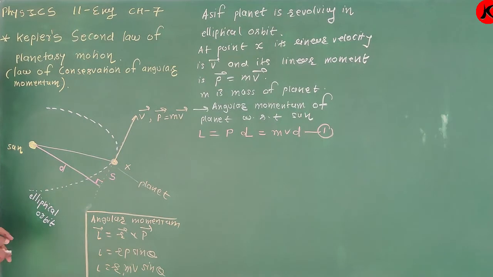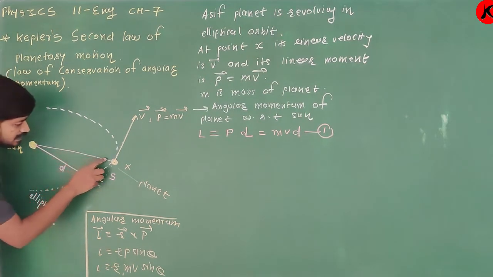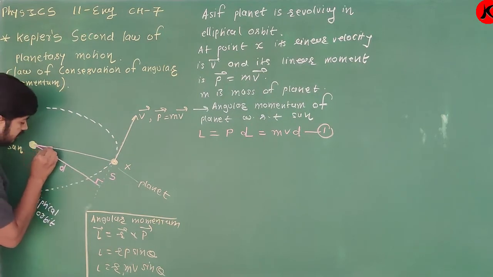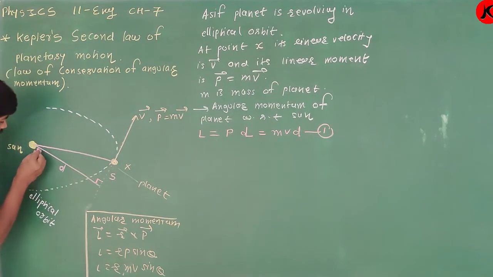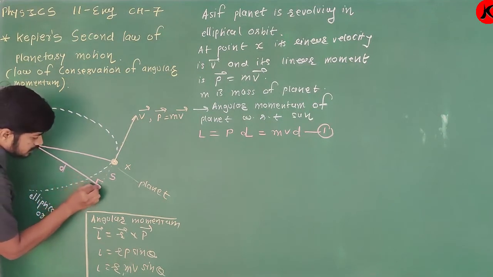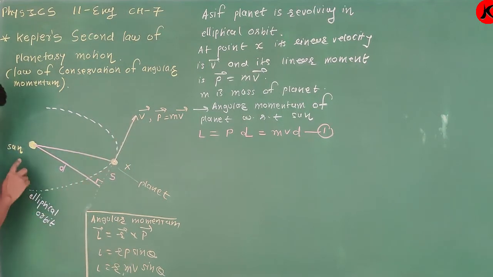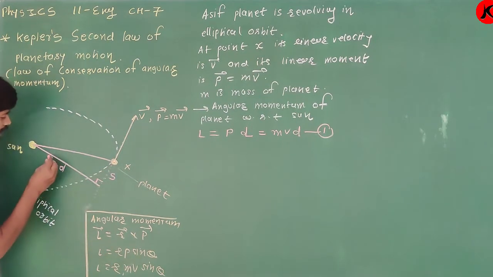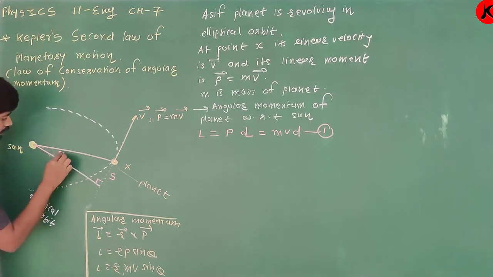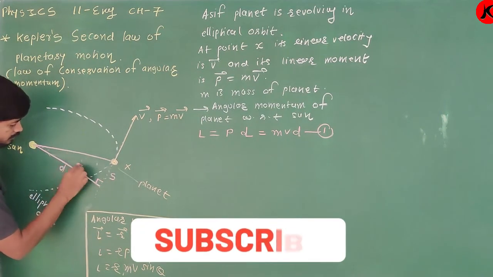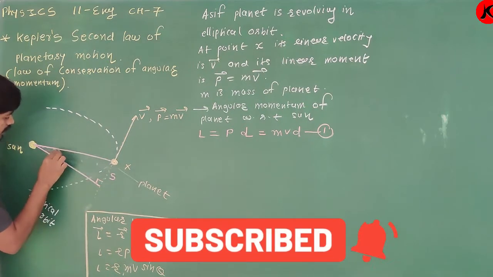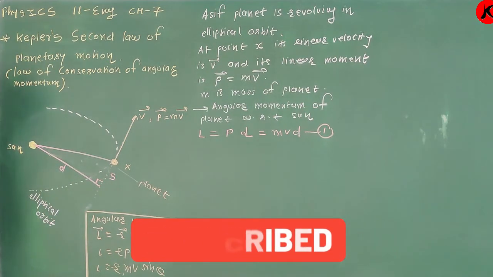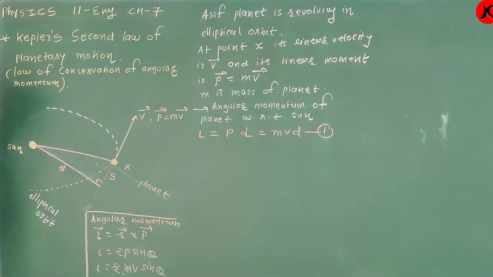Now see here in this figure, it is the line joining sun with planet. It is the perpendicular distance of linear velocity with respect to sun. So from the figure it is clear, it makes some area. Yes or no? Yes, it makes some area.